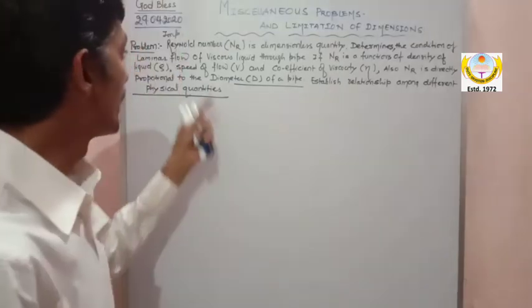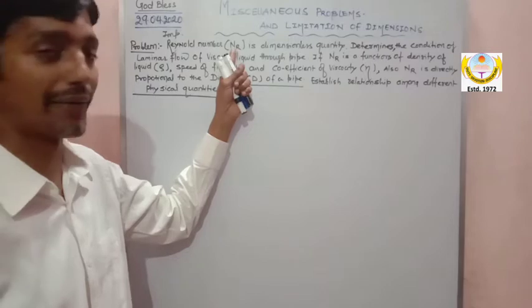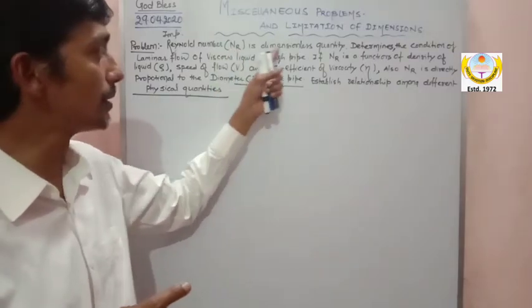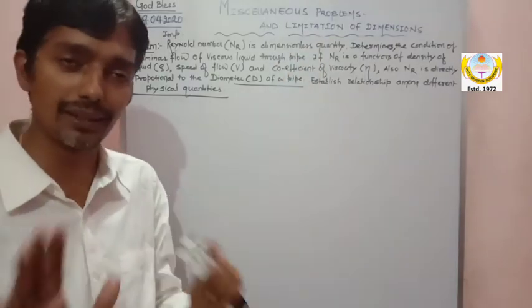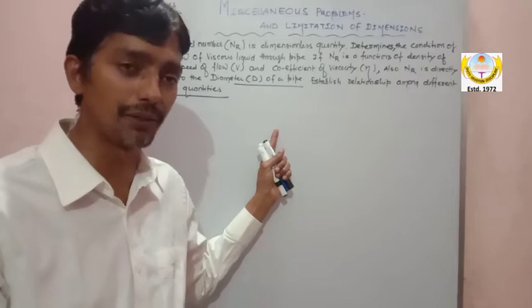Now, my dear, the question is: Reynolds number is dimensionless. Here I have represented Reynolds as R and number as N, so NR. Reynolds number is a dimensionless quantity. It is given that it is dimensionless. I have told you in my first video.